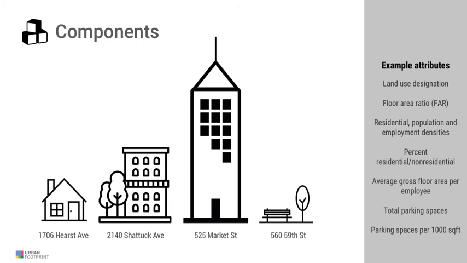But within components, you assign attributes to these components. This can be something like land use designation, FAR, so floor area ratio, how much of the component is residential versus non-residential. And you make all these decisions and assign these attributes and characteristics to your component with the understanding that they will be the building block for any of the other elements that you make throughout UrbanFootprint.